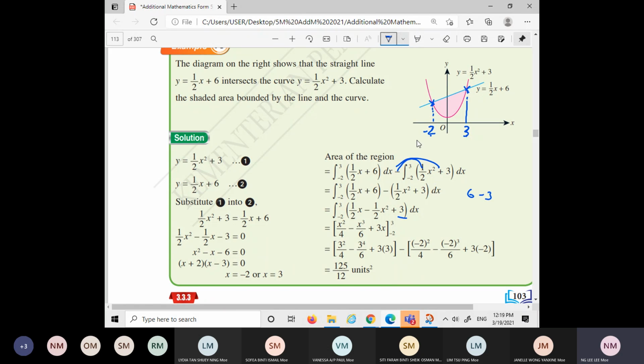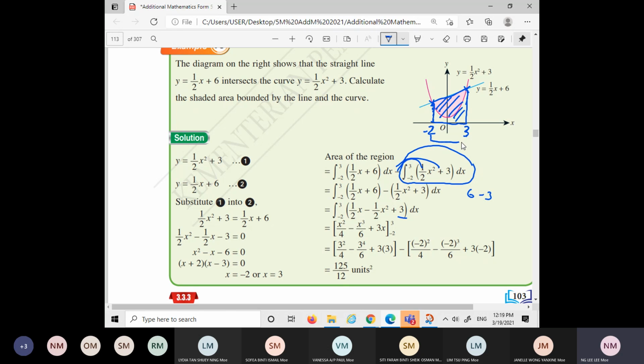Now the alternative way of doing this question. The straight line is giving you a trapezium. But for the curve part, you can't do anything. You have to just use the integration and get the answer. So for this question, another way is by finding the area of the trapezium and then minus this integration.